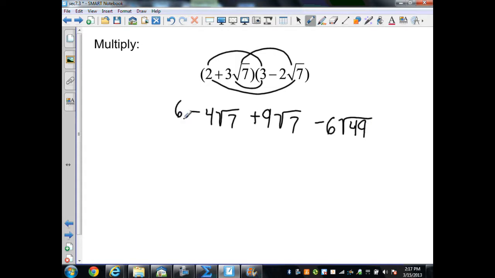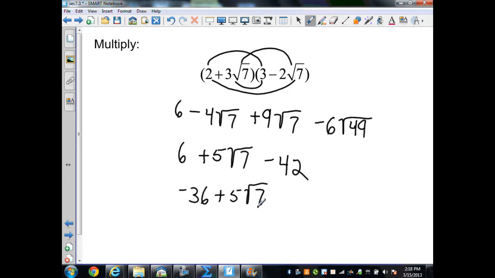Now I want to combine like terms. I have my 6. A negative 4 plus 9 is going to give me 5 square roots of 7. And then I need to simplify this. Minus the square root of 49 is 7. 7 times 6 is going to give me 42. And I can simplify again. A negative 42 plus 6 is going to be a negative 36 plus 5 square roots of 7.